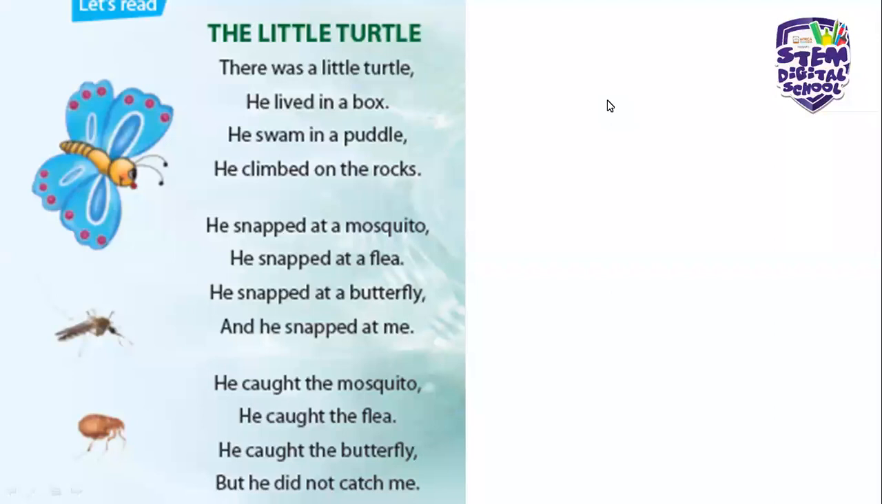The little turtle. There was a little turtle. He snapped at a mosquito. He snapped at a flea. He snapped at a butterfly. And he snapped at me. He caught the mosquito. He caught the flea. He caught the butterfly, but he did not catch me. Yes, perfect. Thank you so much.